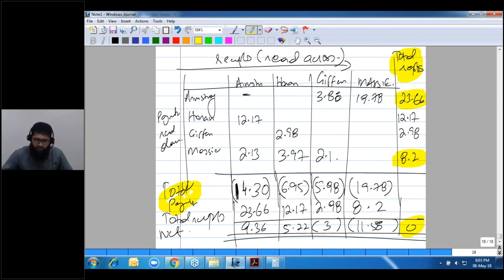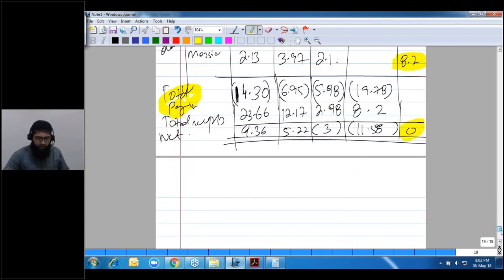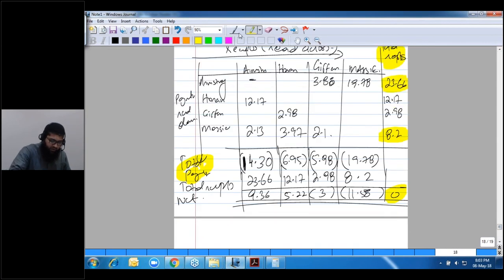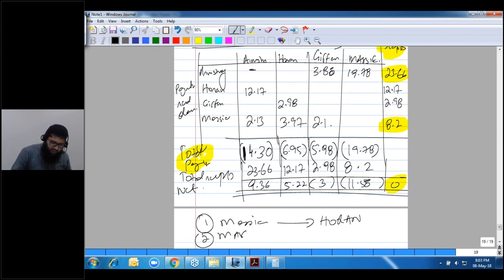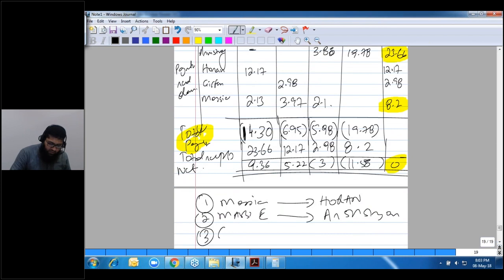So what is actually going to be the approach, because it says the company owing the largest would pay to the company to whom the lowest amount is to be received. So first of all, it's actually Messi who is going to settle to Horan, and at the same time Messi is then going to settle the amount to Armstrong, and then Giffen is going to settle the amount to Armstrong. Because it's the company which has the highest payable that would pay to the company which has the smallest receivable.